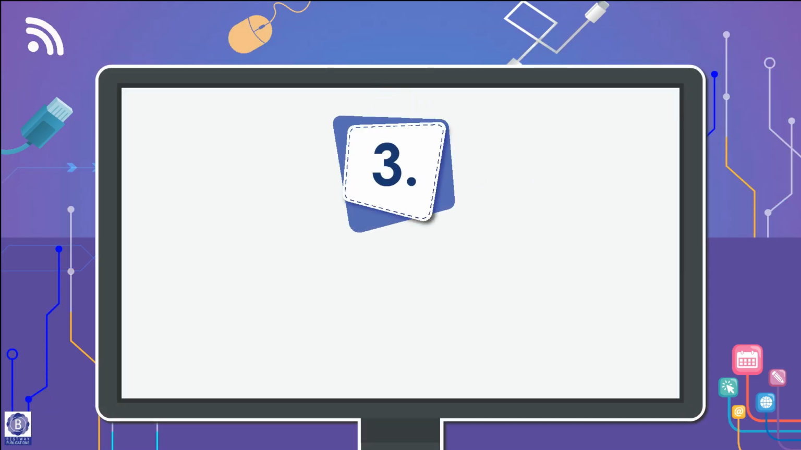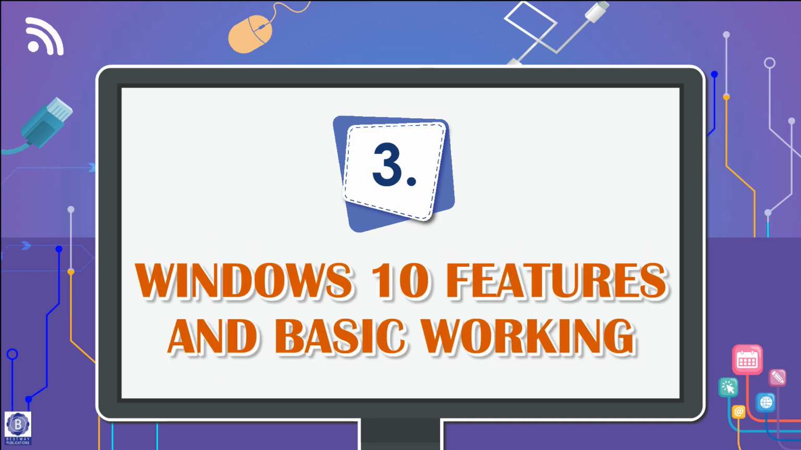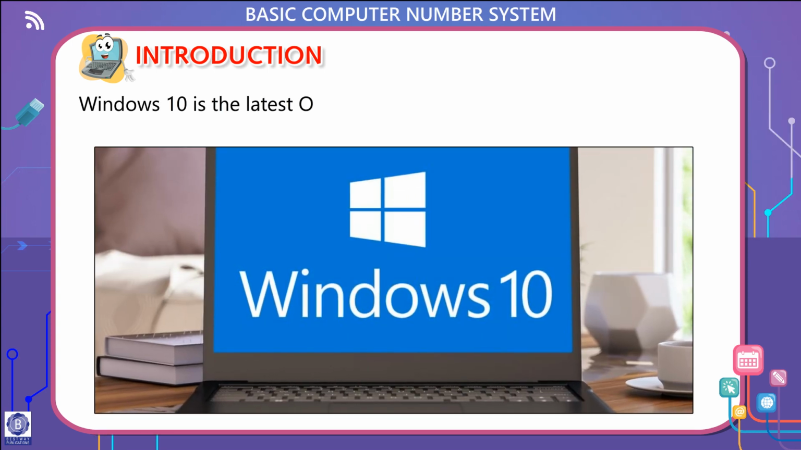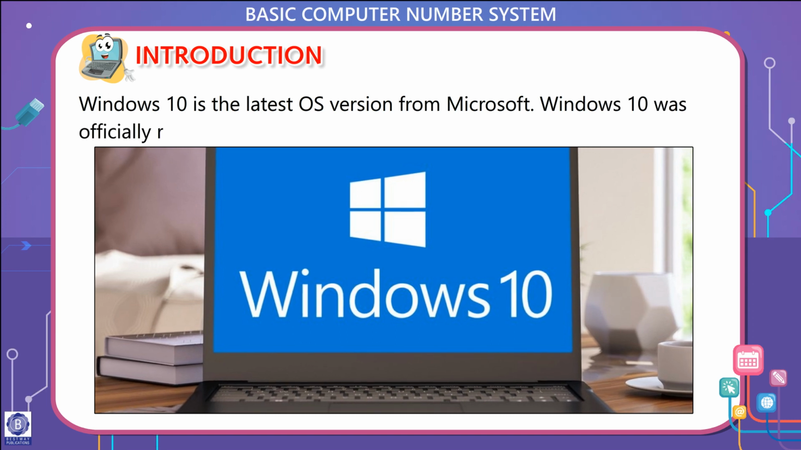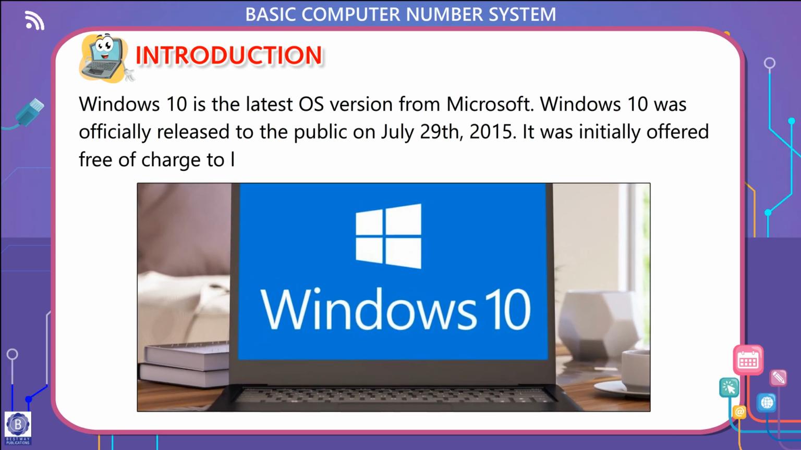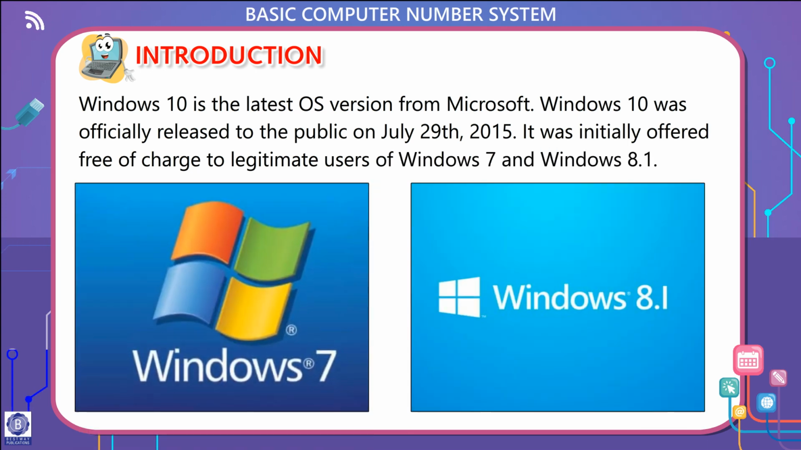Lesson 3. Windows 10 Features and Basic Working. Introduction. Windows 10 is the latest OS version from Microsoft. Windows 10 was officially released to the public on July 29, 2015. It was initially offered free of charge to legitimate users of Windows 7 and Windows 8.1.